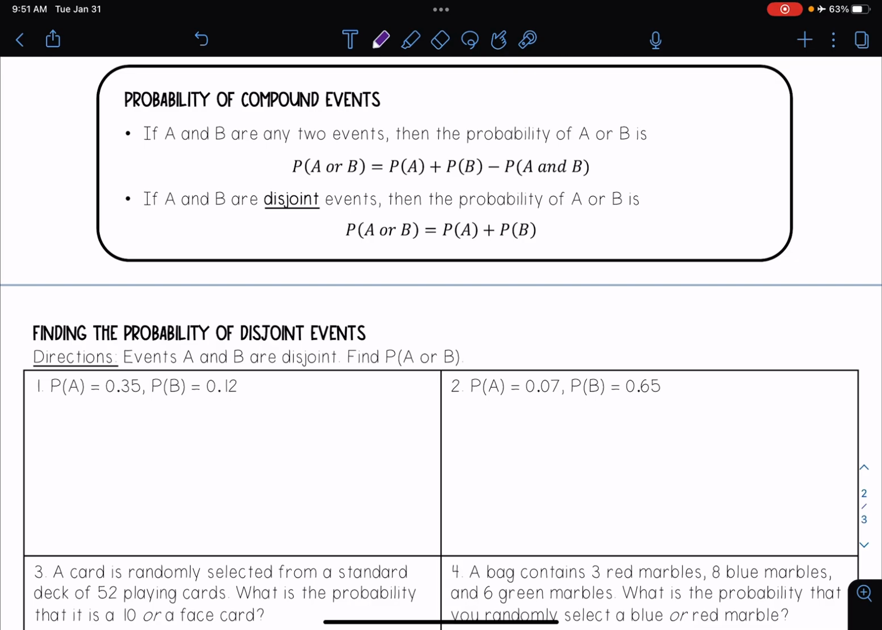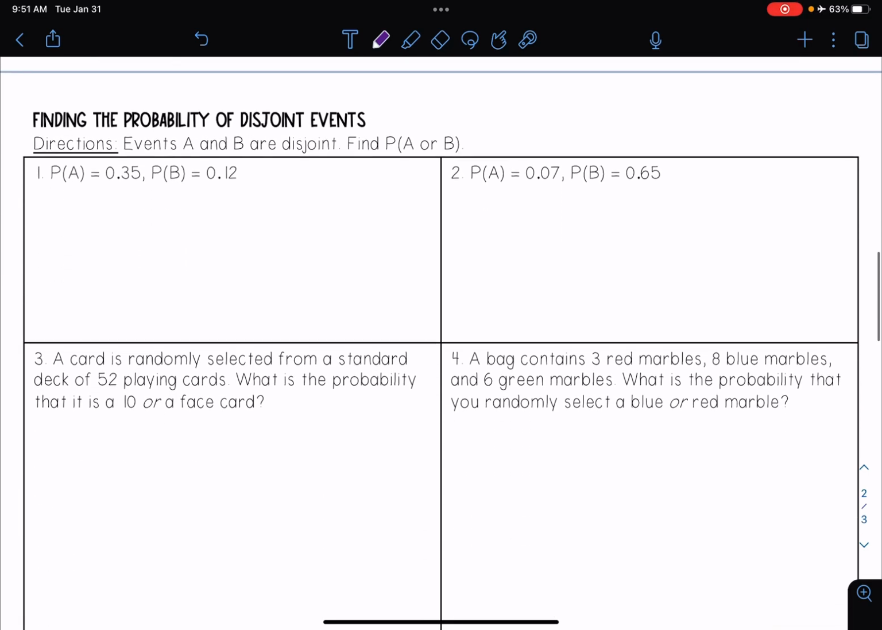And that's because that intersection is empty. And so probability of A and B when A and B are disjoint is just going to equal 0. And so that's why it's not added on there. You could still add it there or subtract it, but it's just going to be a minus 0. So let's look at some examples of those.